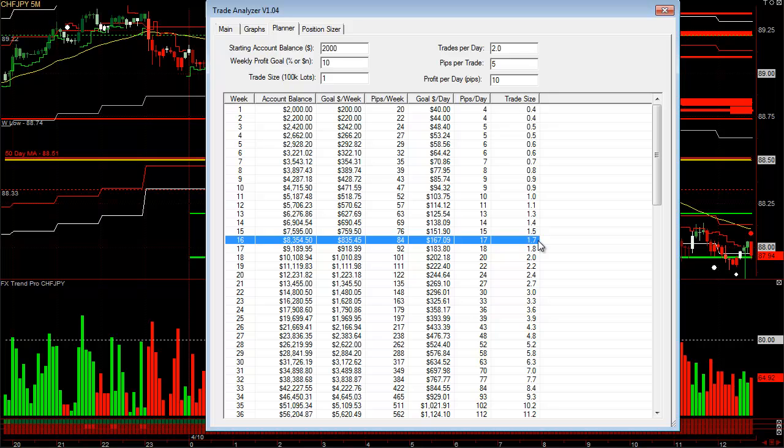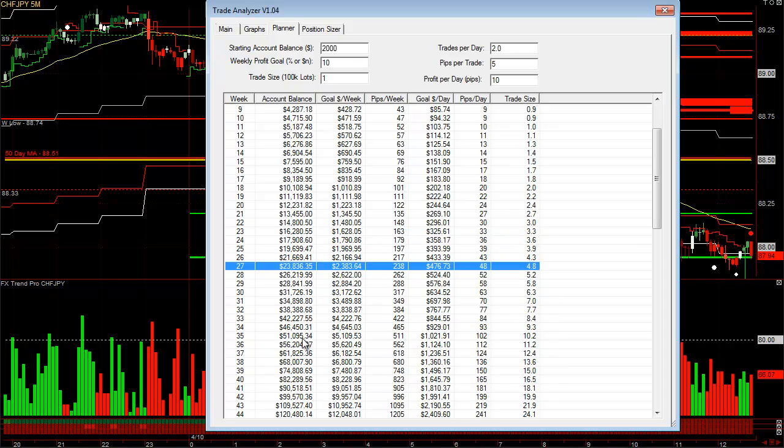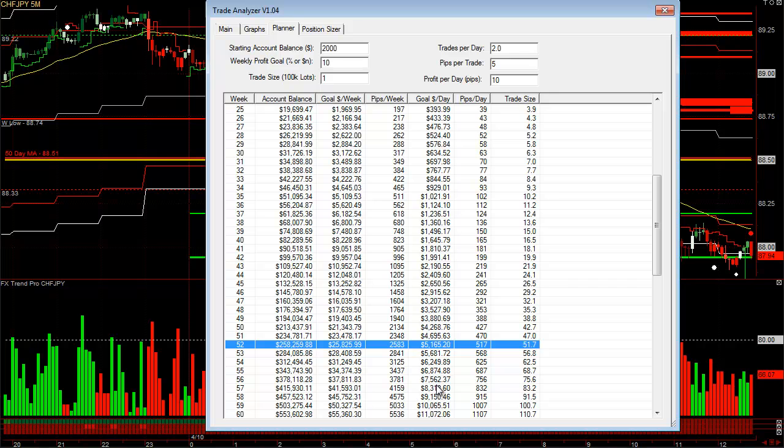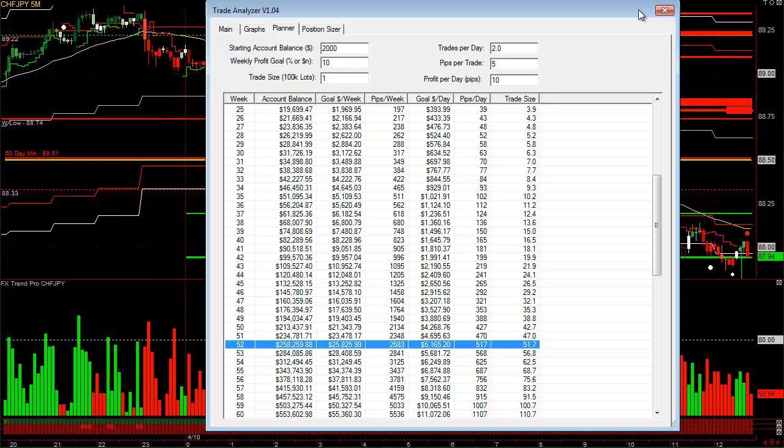It's not using micro lots. It just increments by 0.1 or sometimes 0.2 lots. But you can see at the end of the year, your $2,000 account has grown to a tremendous amount based on the power of compounding. You're obviously doing 51 full standard lots. That's a tremendous lot size. You might get up to 20 lots or 30 lots and find that emotionally or psychologically you can't handle it.